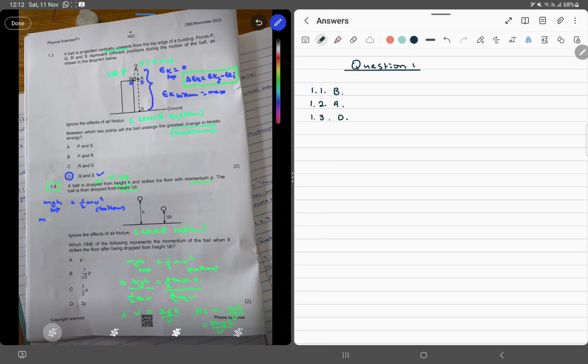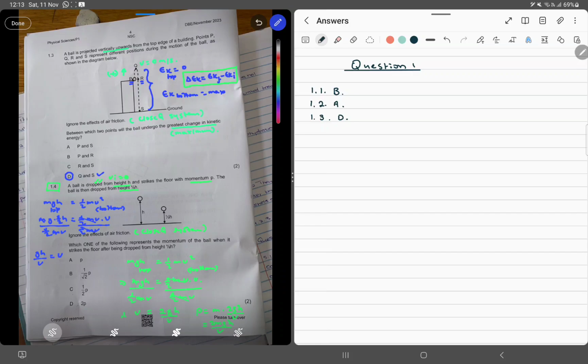So this is essentially mg times half h is equal to half mv times v, and then we divide by half mv, divide by half mv. That cancels, the m cancels m, the half cancels the half, so we end up with gh over v is equal to the velocity.